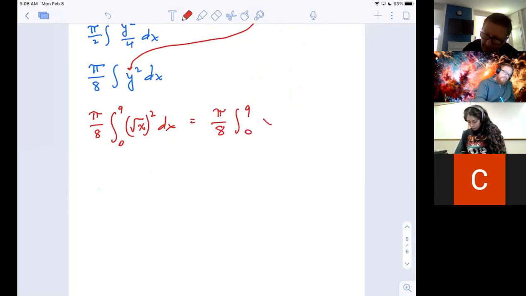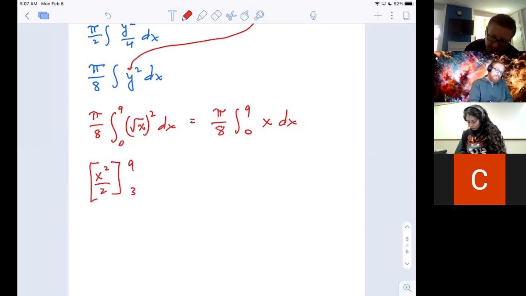Square root of x squared is just x. Oh, that's really easy then. So I have x squared divided by 2. And again, this is a good way to write this. The integral is now taken and needs to be evaluated at 9 and 3. But, oh yeah, there's a pi over 8 out front that I need to take care of at some point.